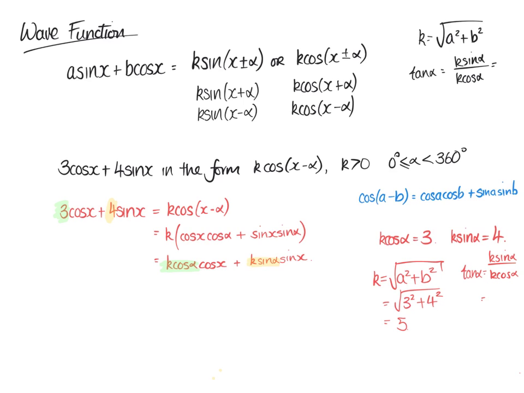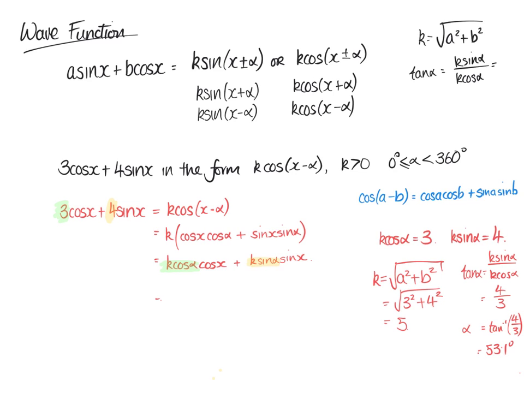So that is going to be 4 over 3. Okay, so we know that alpha is tan to the minus 1 of 4 over 3, and because they're both positive, it's got to be in the first quadrant. So we get 53.1 degrees. So we've ended up with the same question as we had before in the last video, but that's okay. So then we can rearrange it.